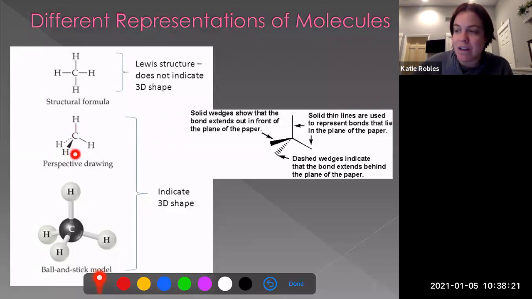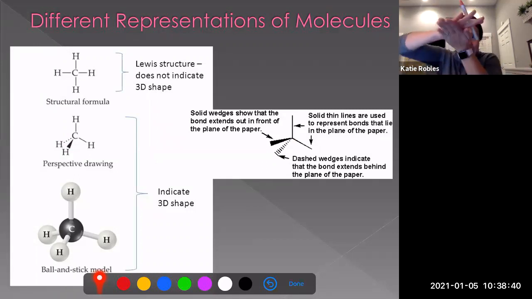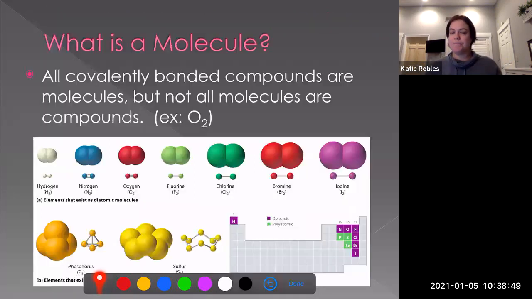And they do something called perspective drawings, and they just show you that it's like sticking out of the page, right? Here's that ball and stick. So they use things called wedges and dashed wedges, really fancy name for those, to show that it's sticking out of the page. Just shows you that this is not a flat pancake object floating around with four things sticking off of it. It looks like this in real life. And that matters when you get further on into chemistry.